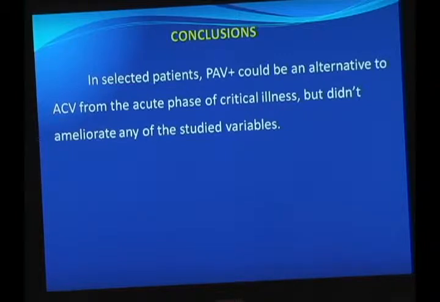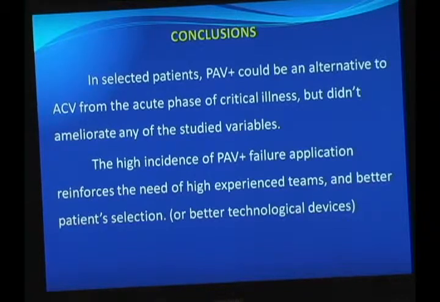So our conclusion was, even in selected patients, proportional assist could be an alternative to assist control from the acute phase of critical illness, but proportional didn't ameliorate any of the study variables. And the second one, that the high incidence of failure reinforces the need of a high-experience team and better patient selection in terms of compliance maybe, or better technological devices, because we don't know exactly all those points that I explained to you, that we say 80% help means 80% reduction in work of breathing, but if this is enough for weak people or not.